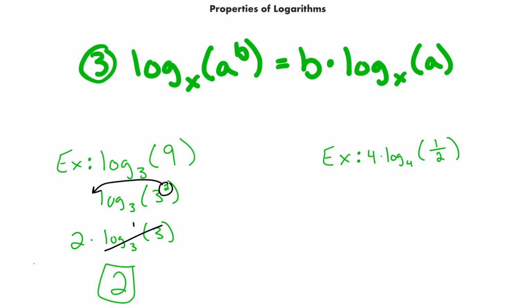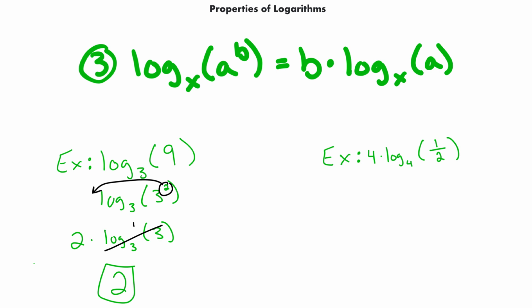Now, of course, I could have circumvented all of that and just read the logarithm. This is saying 3 to what power is equal to 9? 2. But the property also works. That is not typically how we use it. Most logarithmic problems that involve the properties, typically you'll have a complex-looking logarithm, and you're going to use the properties to simplify it, like problem number 2.